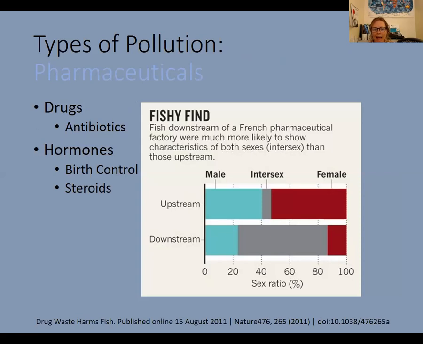Okay, one of the last things I want to mention is pharmaceuticals. This is a pollutant that we're more recently becoming aware of in the last couple decades. We know that humans take a lot of drugs, prescribed and non-prescribed as well. We take a lot of antibiotics, hormones, birth control, steroids, and we pee these out. Once we take them, they get into our biological systems.